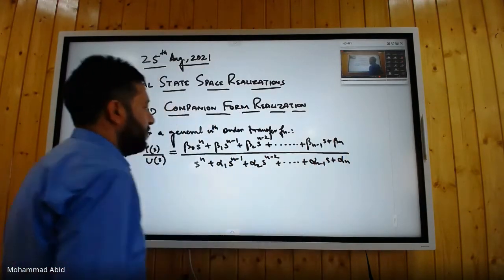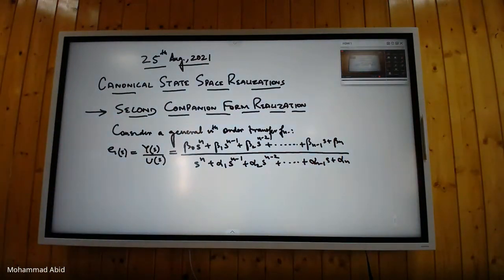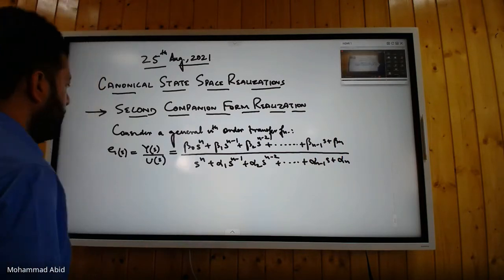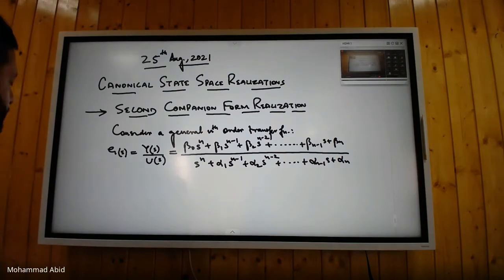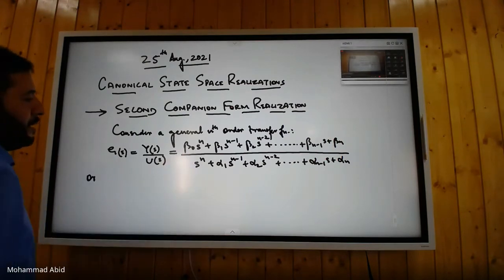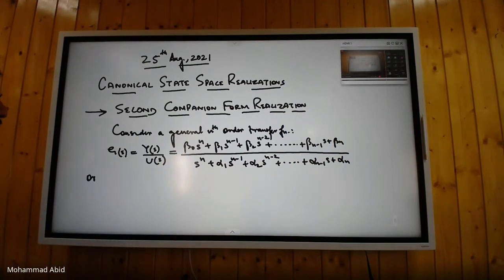We have considered a strictly proper transfer function, wherein the degree of the denominator polynomial and the numerator polynomial is same. And furthermore, we have assumed the denominator polynomial to be a monic polynomial. What is a monic polynomial? Leading coefficient is 1, sir. A polynomial for which the leading coefficient is unity. That means the highest degree term has got coefficient as unity. That is known as a monic polynomial.